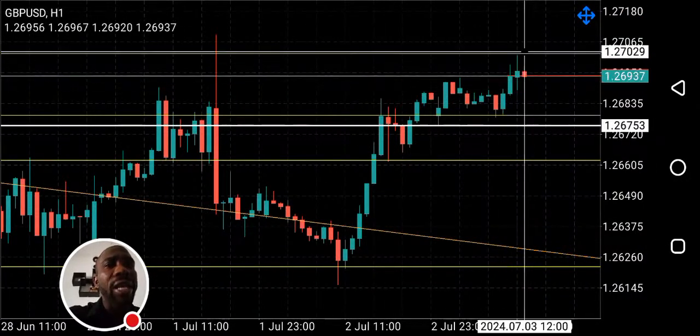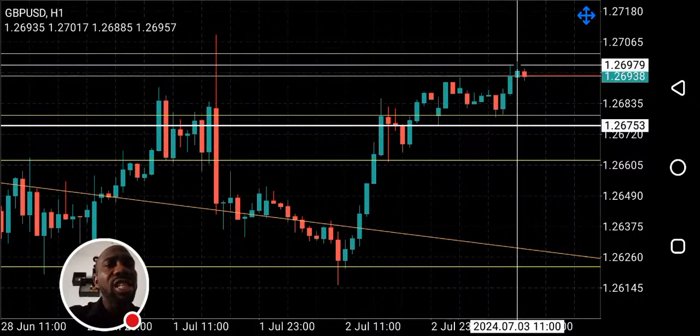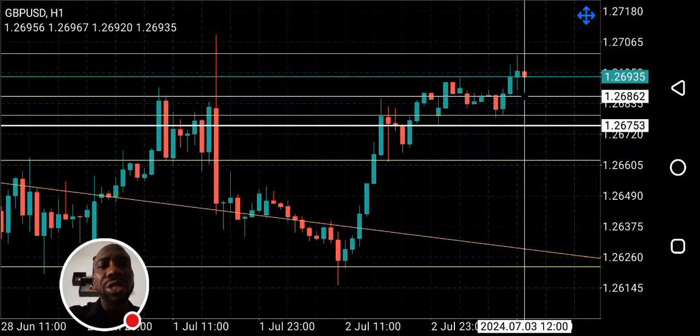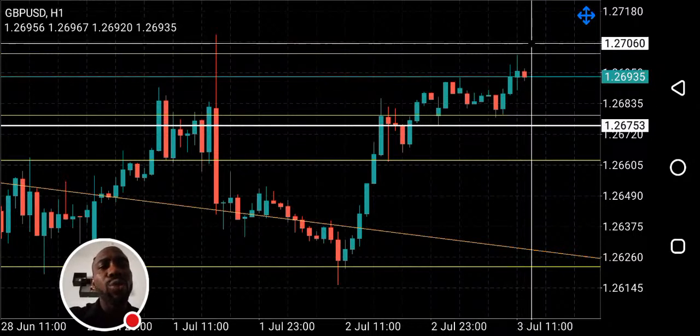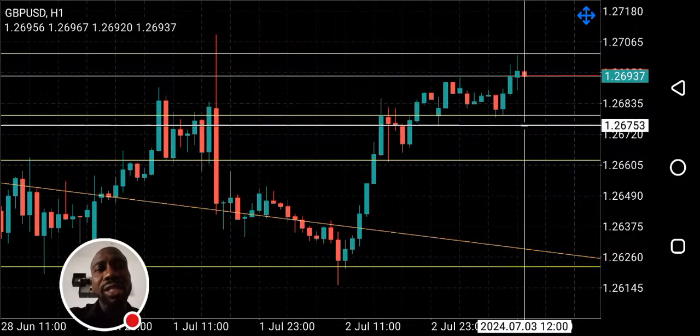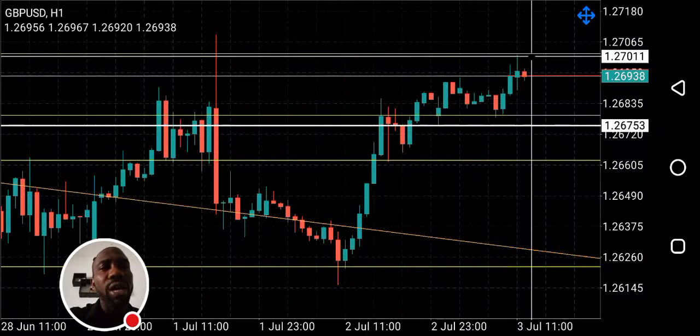This is a spinning top. So if the next 1 hour candle closes bearish, one could consider selling. This current 1 hour candle will close by 11. If it closes bearish, one can consider selling GBP USD.